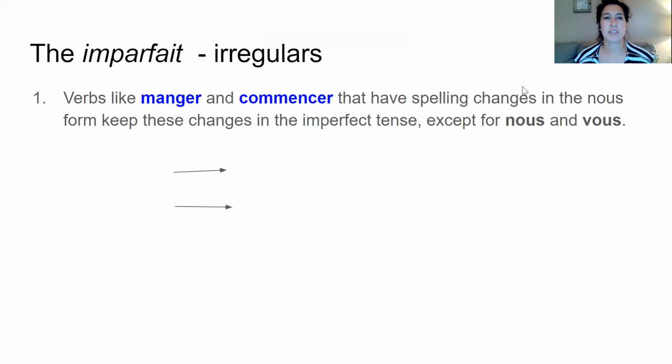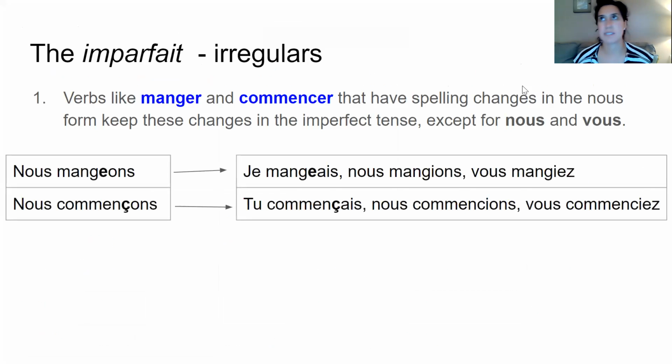Okay, when you're done with that, there's a couple of irregularities because, as always, French always has irregularities. So verbs like manger and commencer have spelling changes in the nous form, and they're irregular even in the nous form, and they keep these changes in the imperfect tense. So looking over here, this is the present tense right here.